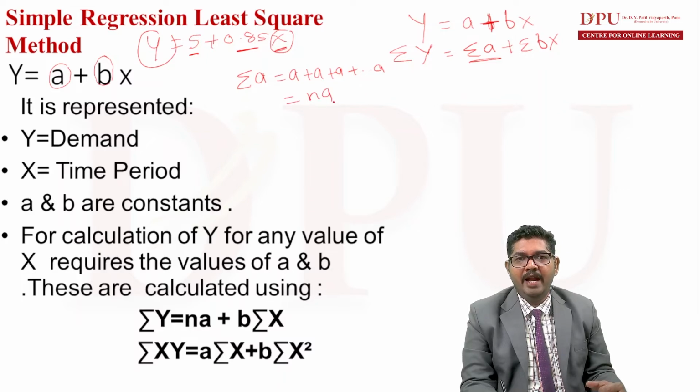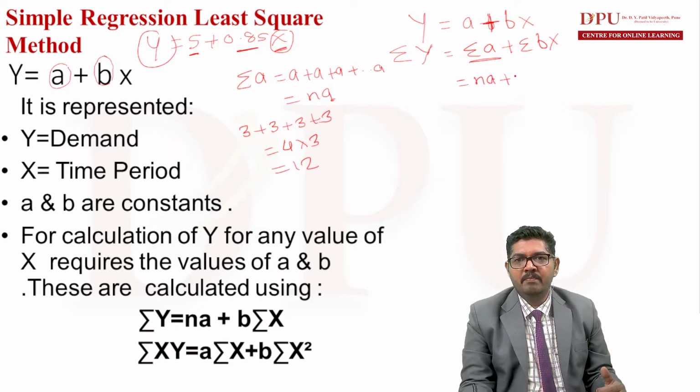When we are adding any particular number n number of times, we can simply multiply n by that particular number. So for example, if we are adding 3, 4 number of times, 3 plus 3 plus 3 plus 3, this will be equal to 4 multiplied by 3. So 4 3s are 12. Similarly, when we go on adding a n number of times, this will give us na. So summation of a is equal to na.